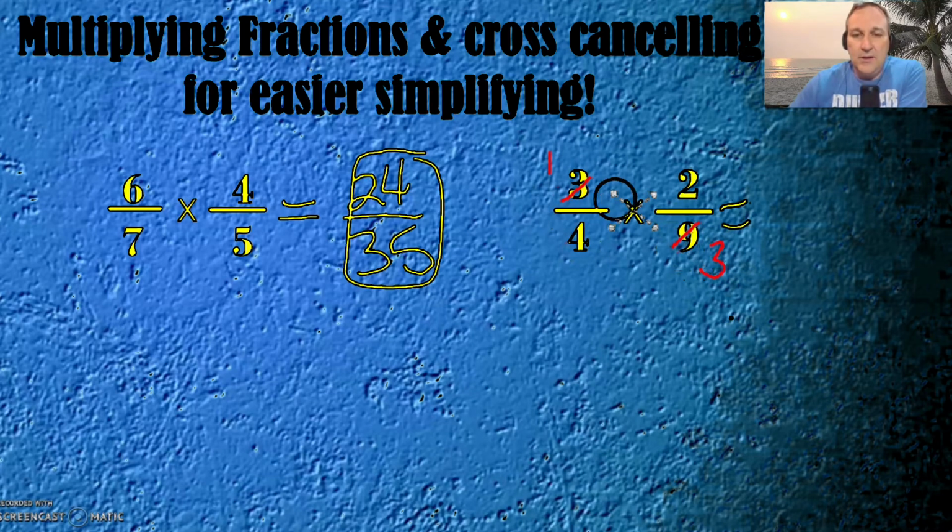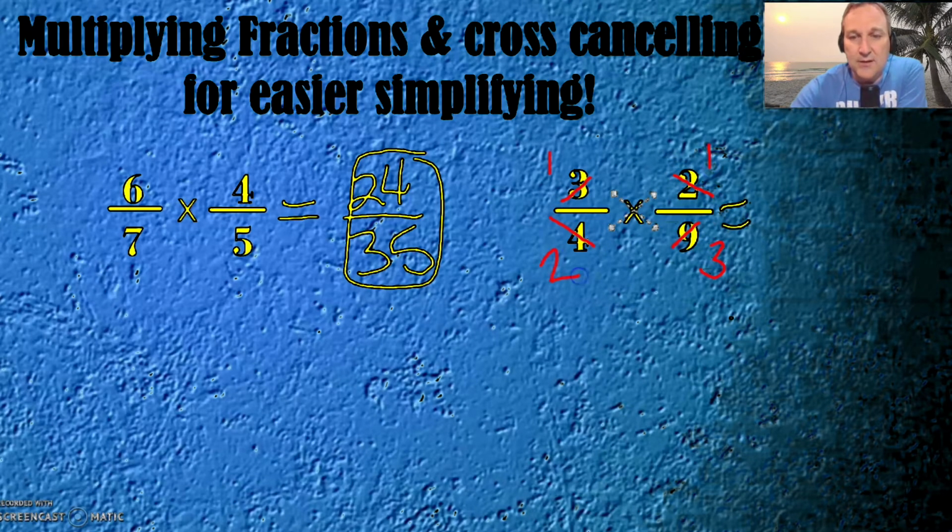And then I can look at the 4 and the 2. The 4 and the 2 can both divide by something, can't they? They both divide by 2. That makes a 1 here and a 2 here. And see, now I can just multiply across, and here's what that looks like.